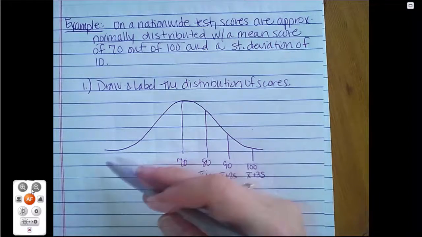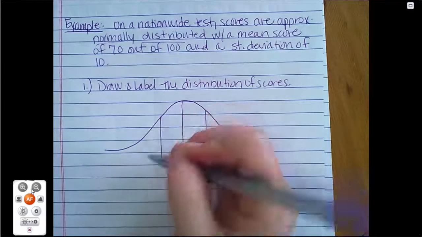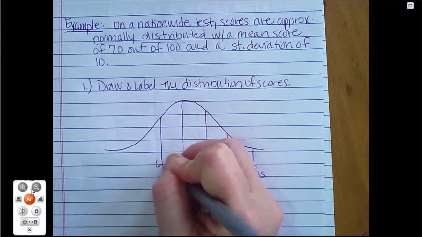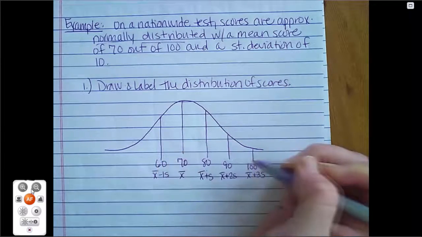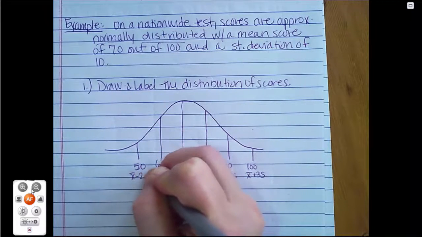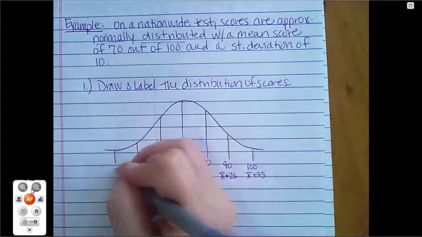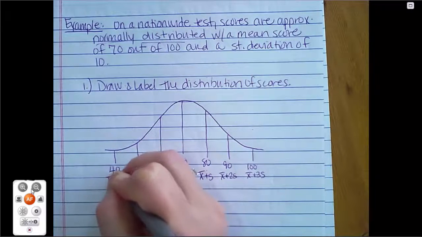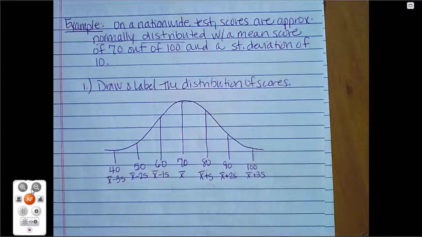And then we'll want to subtract 3 standard deviations as well. So 70 minus 10 is 60. There's your mean minus 1 standard deviation. 60 minus 10 is 50. Mean minus 2 standard deviations. 50 minus 10 is 40. Your mean minus 3 standard deviations.